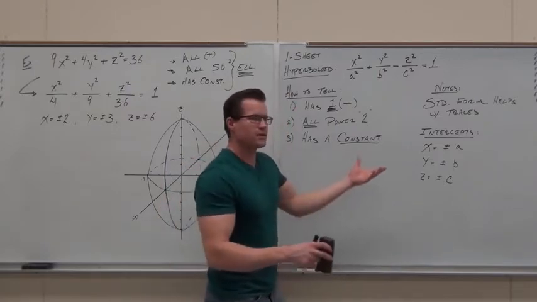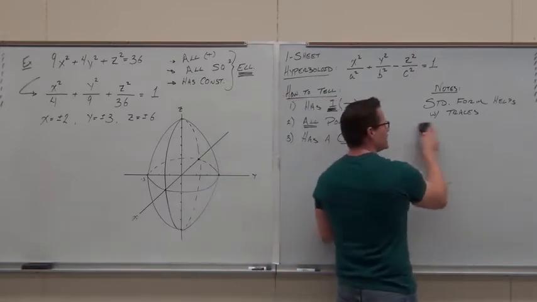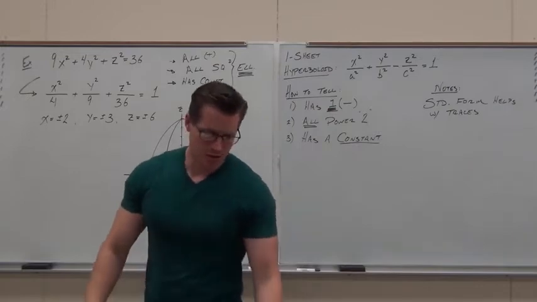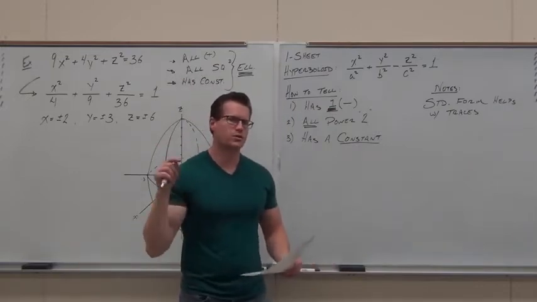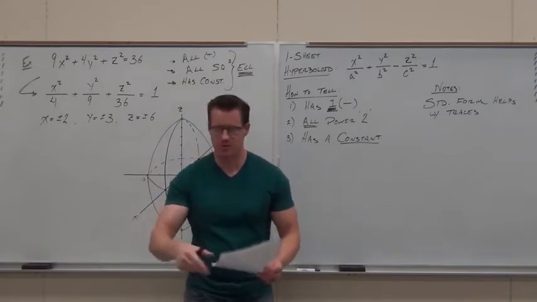All right, so our intercepts aren't really going to work for us right now. We have a different shape, so I'm going to erase this. Again, standard form helps with the traces, but here are the main notes. Number 1, the one-sheet hyperboloid always travels along the axis with the negative, or minus, if you want to think about it that way.